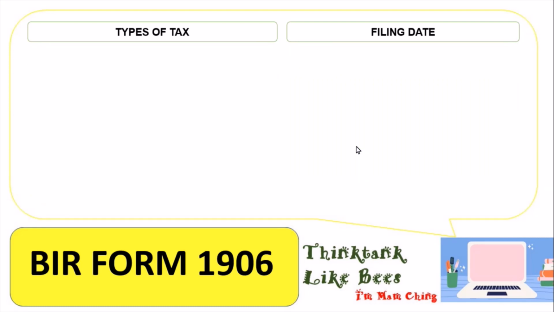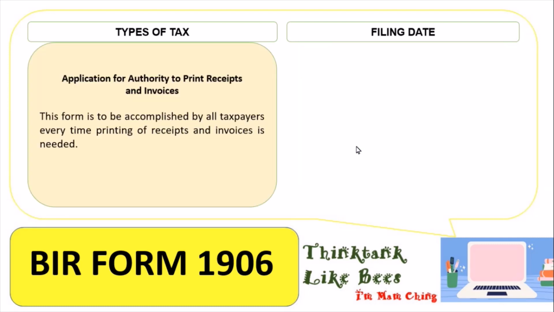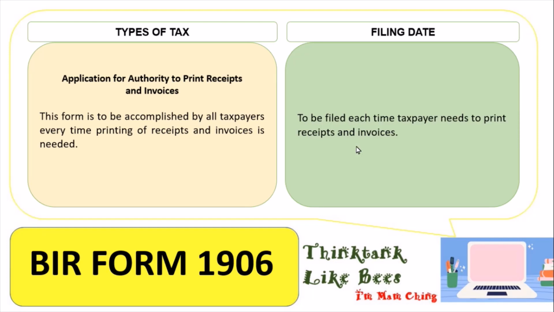Okay, next we have Form 1906. This is an application for authority to print receipts and invoices. This form is to be accomplished by all taxpayers every time printing of receipts and invoices is needed. The filing date is each time the taxpayer needs to print receipts and invoices.